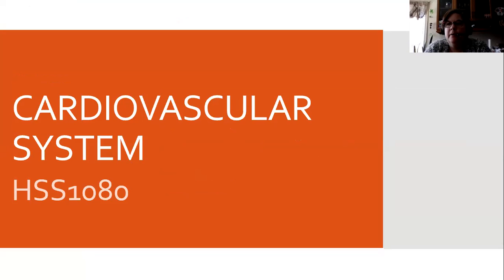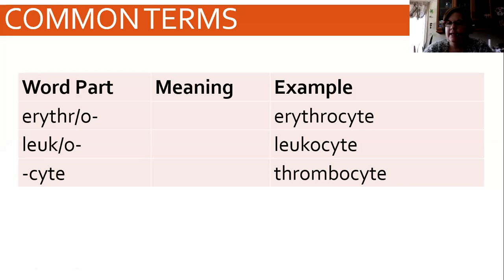Perfect. Okay, so we're going to look at blood and the different components of blood. Those of you that are in Bio 20, this will be a bit of a review of stuff you've already heard. Erythro is a new word part for us, and that means red. So erythro, red, cyte means cell, so red cell or red blood cell. That's what that means. Okay, leuco means white. So a leukocyte is a white cell or white blood cell.